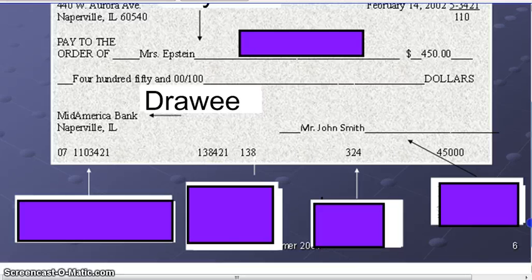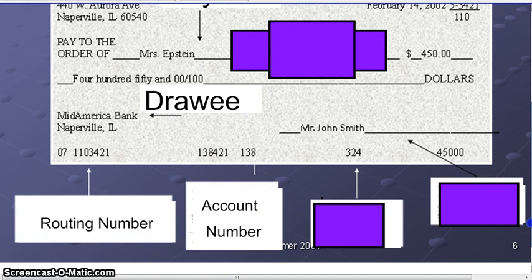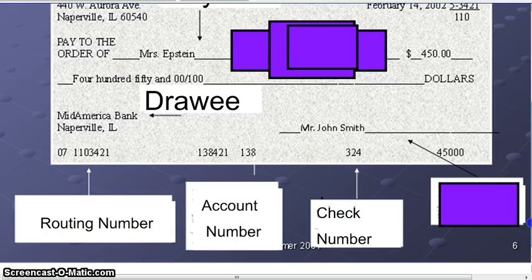Shifting down towards the left where the arrow points up to 0711034421, that is what we call the routing number. Okay, looking over to the right where the arrow is pointing to 138421138, that's what we call the account number. Again, you will see the number 324 again. That's the check number. Those two numbers should be the exact same at all times. If it's not, it is what they call a fraudulent check.